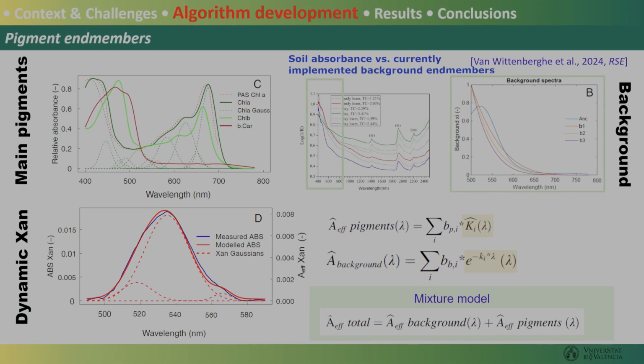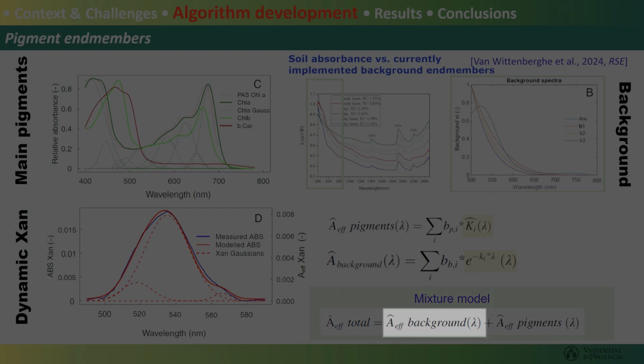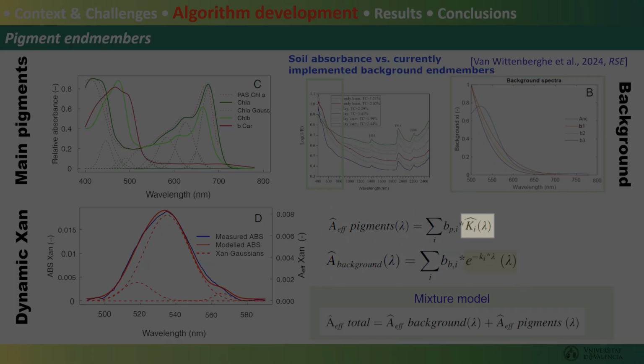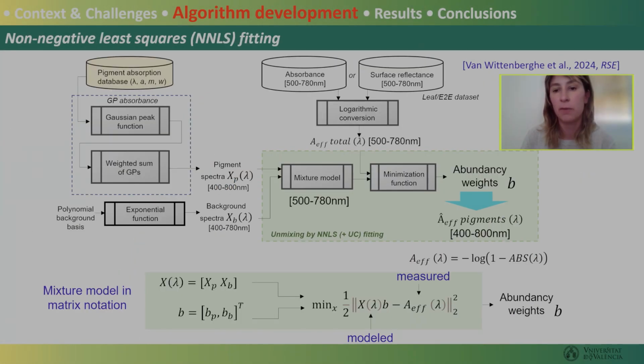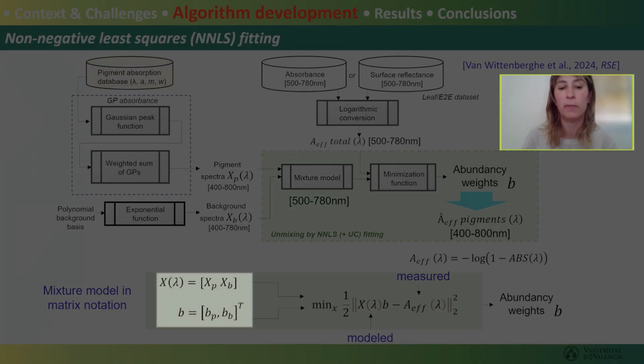So how is our model being built? We build a mixture model, which is basically an estimation of the effective absorbance as a sum of the background members and the sum of the pigment members. And each of these is described by either its function or the absorption coefficient multiplied by an abundancy weight. In the scheme, it looks like this, where we have the pigment end members being built up, the background end members being built up, and in the mixture model being summed together. Below, you see this in matrix notation, with X being the end members or the absorption coefficients, X_B for pigments and background, and B being a vector, the transpose of the abundancy factors that we are looking for.